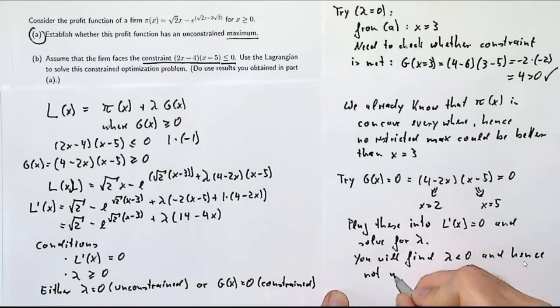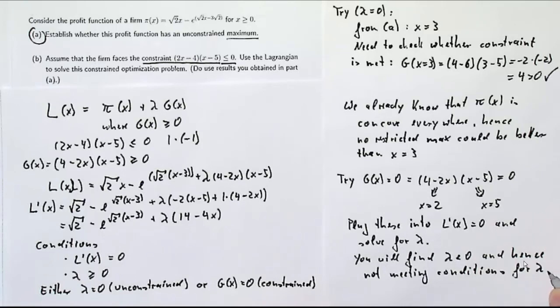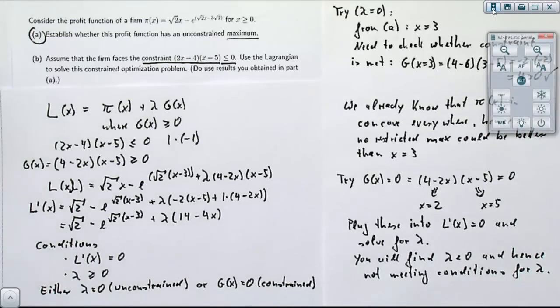In this case, if you do so, you will find that the lambdas for both these solutions will be negative, and therefore these solutions do not meet our conditions. The condition being that lambda has to be larger or equal to 0.